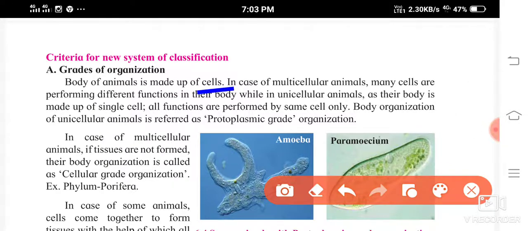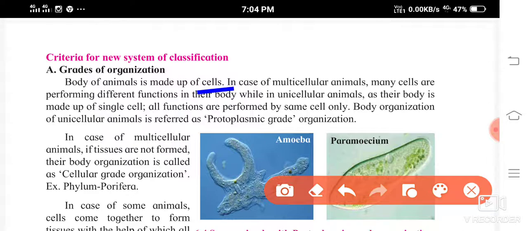Now, in multicellular animals, many cells perform different functions in their body, while in unicellular animals, as their body is made up of a single cell, all functions are performed by the same cell only. Body organization of unicellular animals is referred to as protoplasmic grade organization. Now see, this is grades of organization.